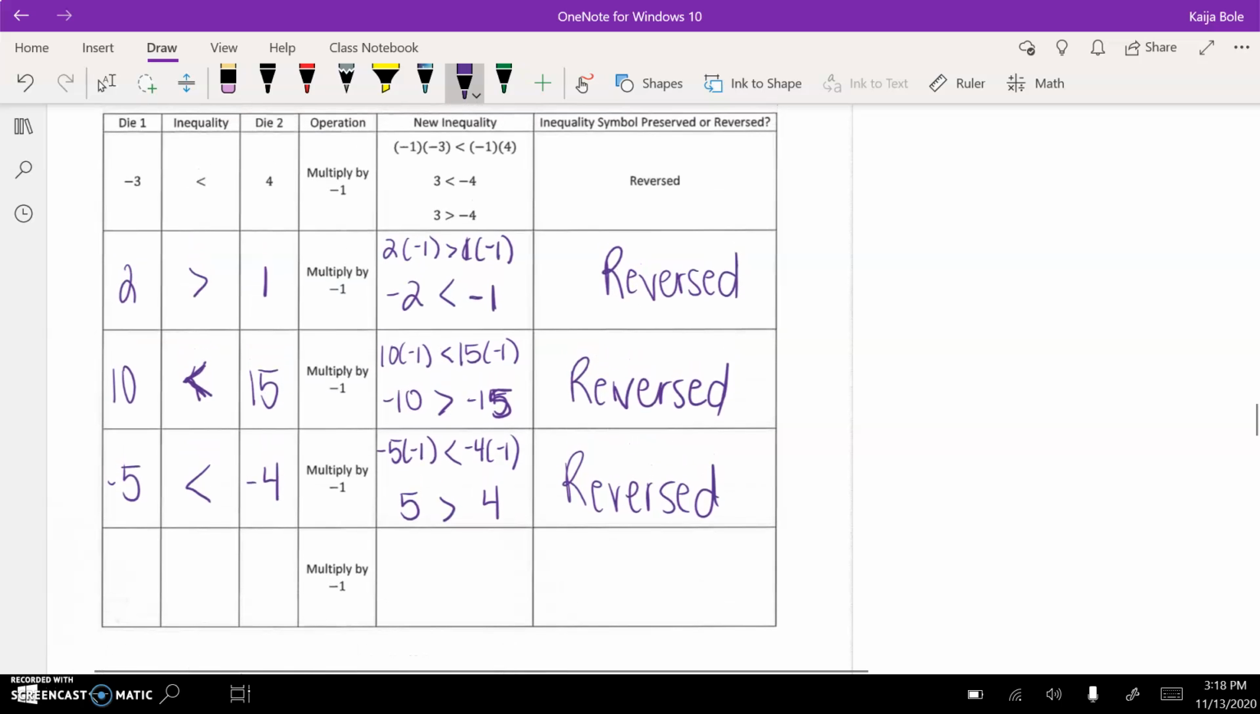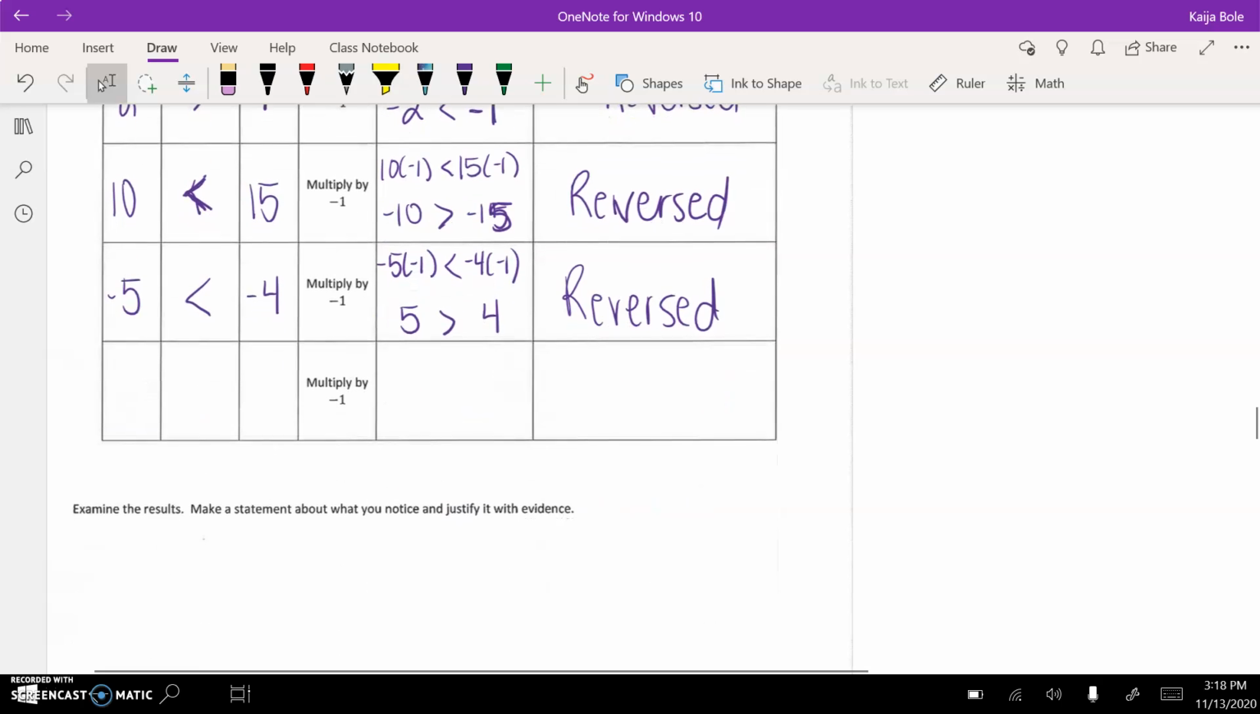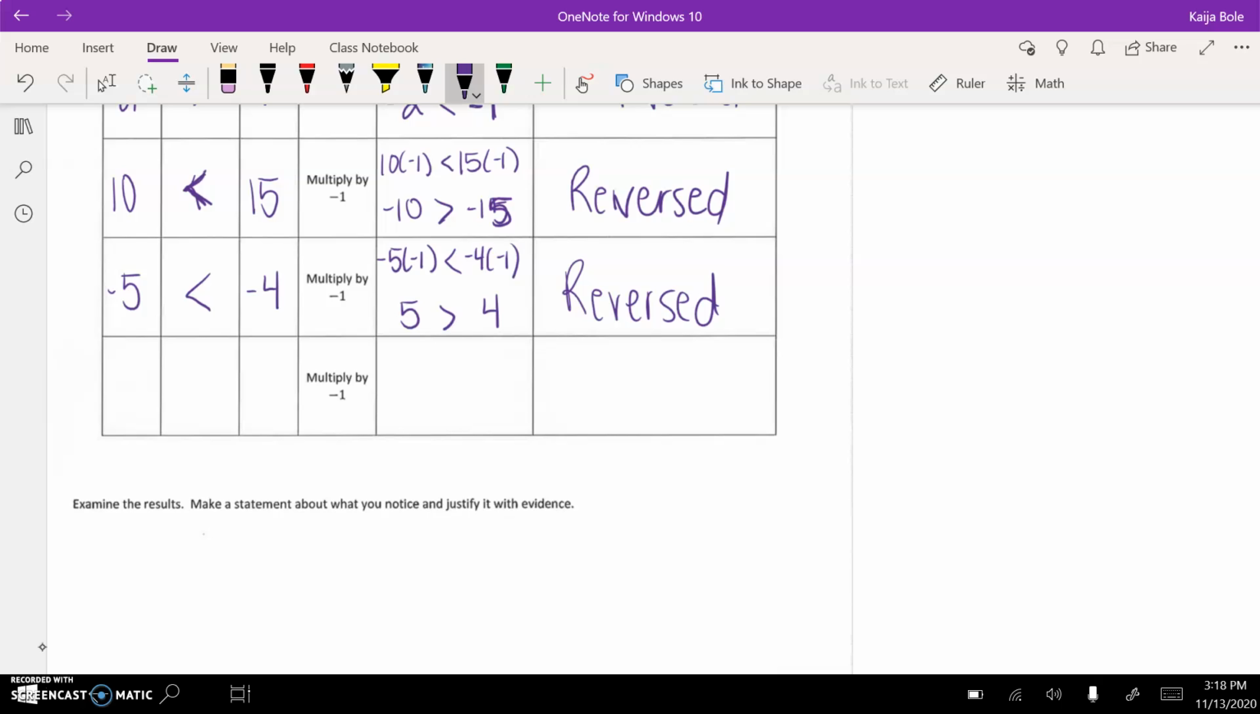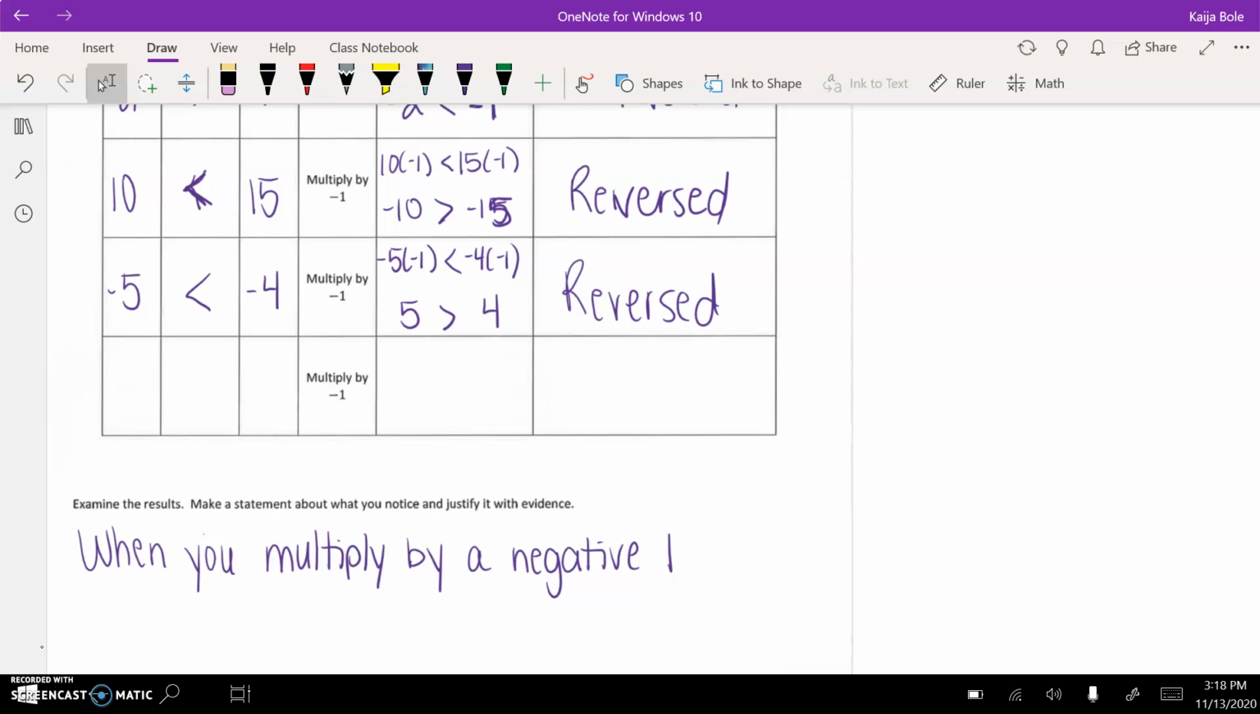Okay, so when you look at the table, you'll notice we multiplied by a negative both times. So when we look at it, you would say when you multiply by a negative, the sign is reversed.